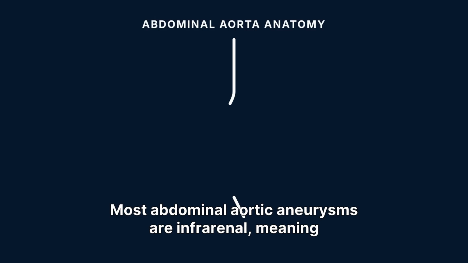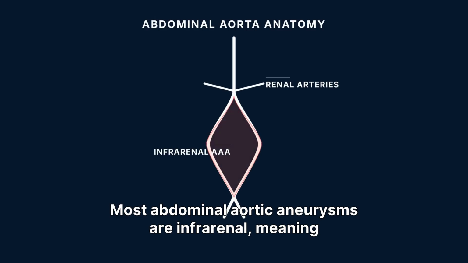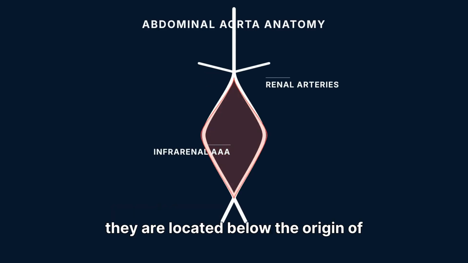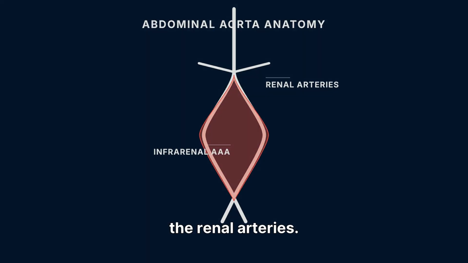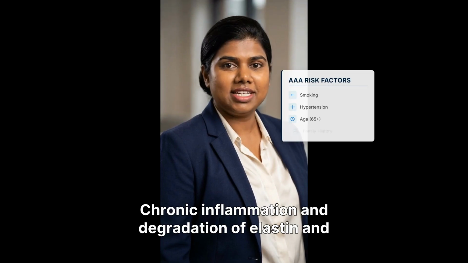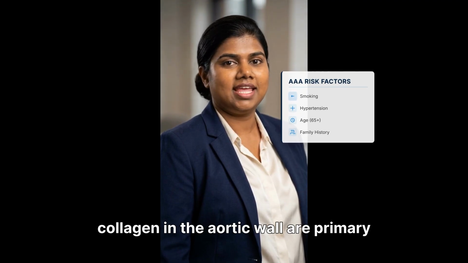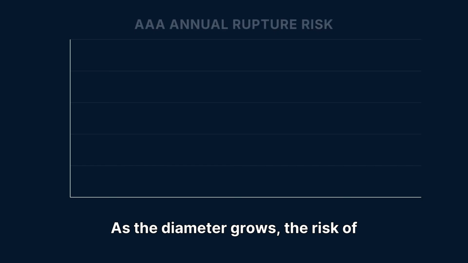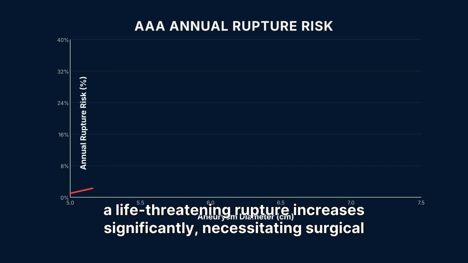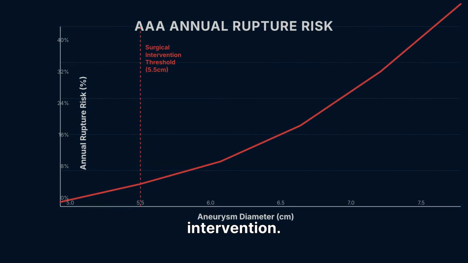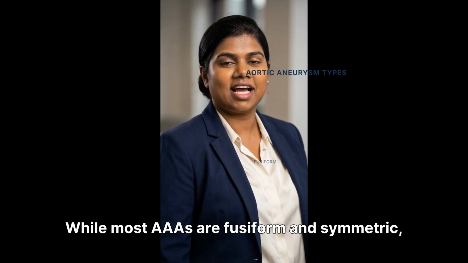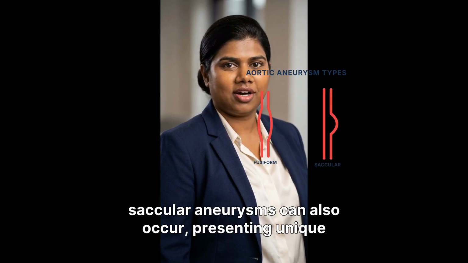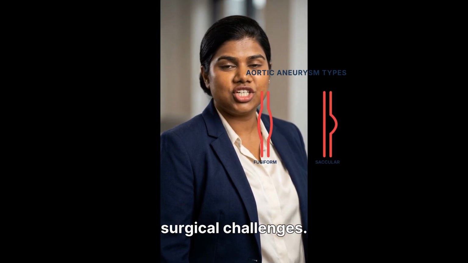Most abdominal aortic aneurysms are infrarenal, meaning they are located below the origin of the renal arteries. Chronic inflammation and degradation of elastin and collagen in the aortic wall are primary drivers of this dilation. As the diameter grows, the risk of a life-threatening rupture increases significantly, necessitating surgical intervention. While most AAAs are fusiform and symmetric, saccular aneurysms can also occur, presenting unique surgical challenges.